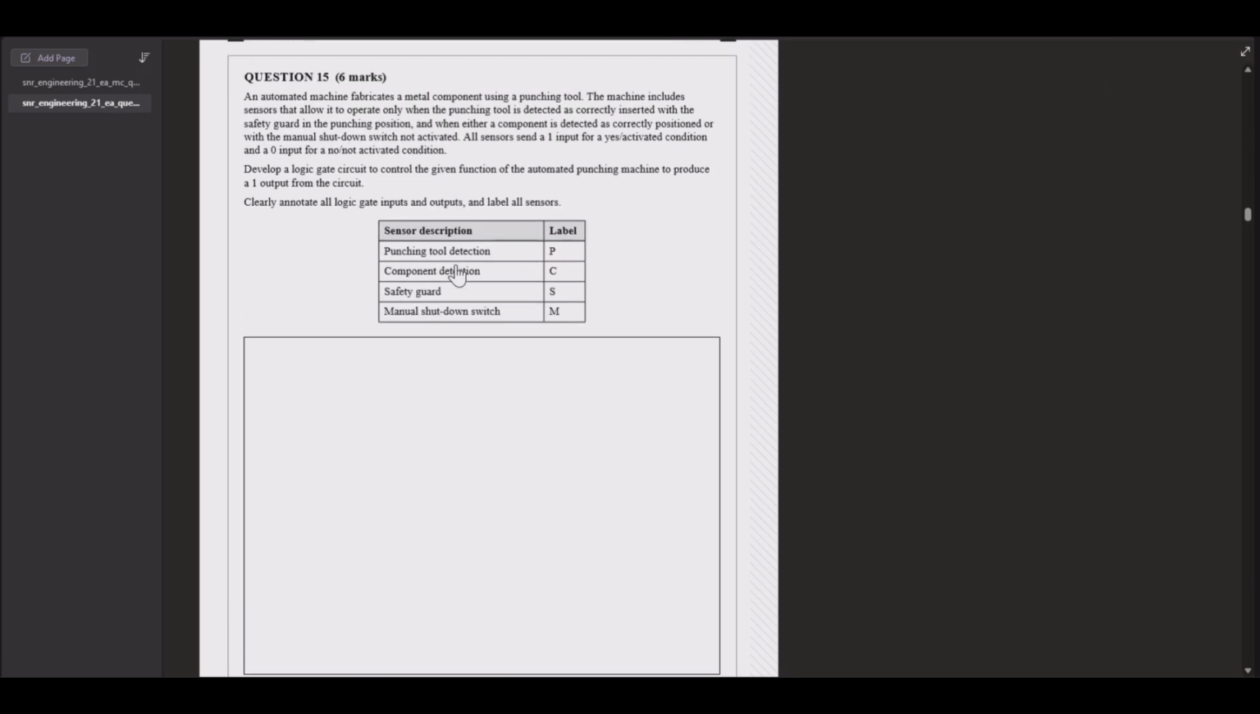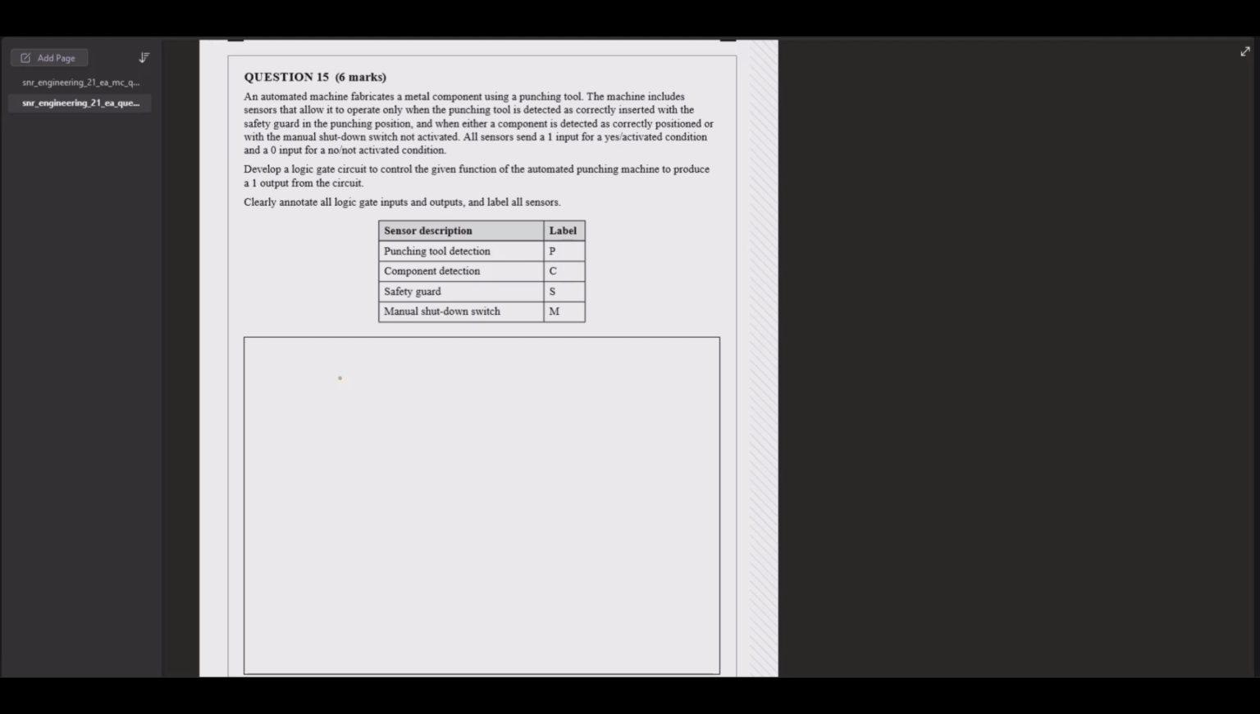Now these logic gate, drawing these logic circuits, these are maybe one of the worst worded questions, because this last part here is ambiguous. Let's read it. An automated machine fabricates a metal component using a punching tool. This machine includes sensors that allow it to operate only when the punching tool is detected as correctly inserted within the safety guard and the punching position. When either a component is detected as correctly positioned, with the manual shutdown switch not activated, I see. And when either a component is detected, or the manual shutdown switch not activated. All sensors send a 1 input for a yes activated condition and a 0 input for no not activated condition.